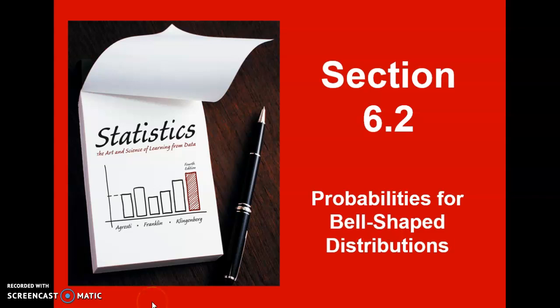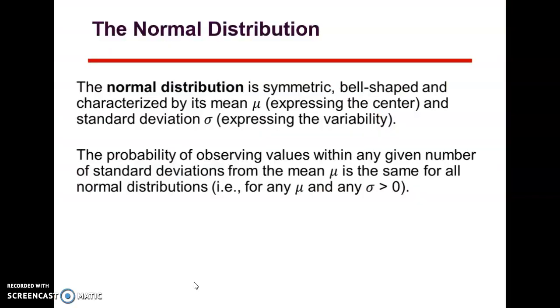Here we go to the heart of what we're going to be doing with bell-shaped distributions. We're going to find probabilities on the curve for intervals. So the normal distribution is symmetric, bell-shaped, and characterized by its mean, mu, expressing the center, and standard deviation, sigma, expressing how much it varies for the values under that curve.